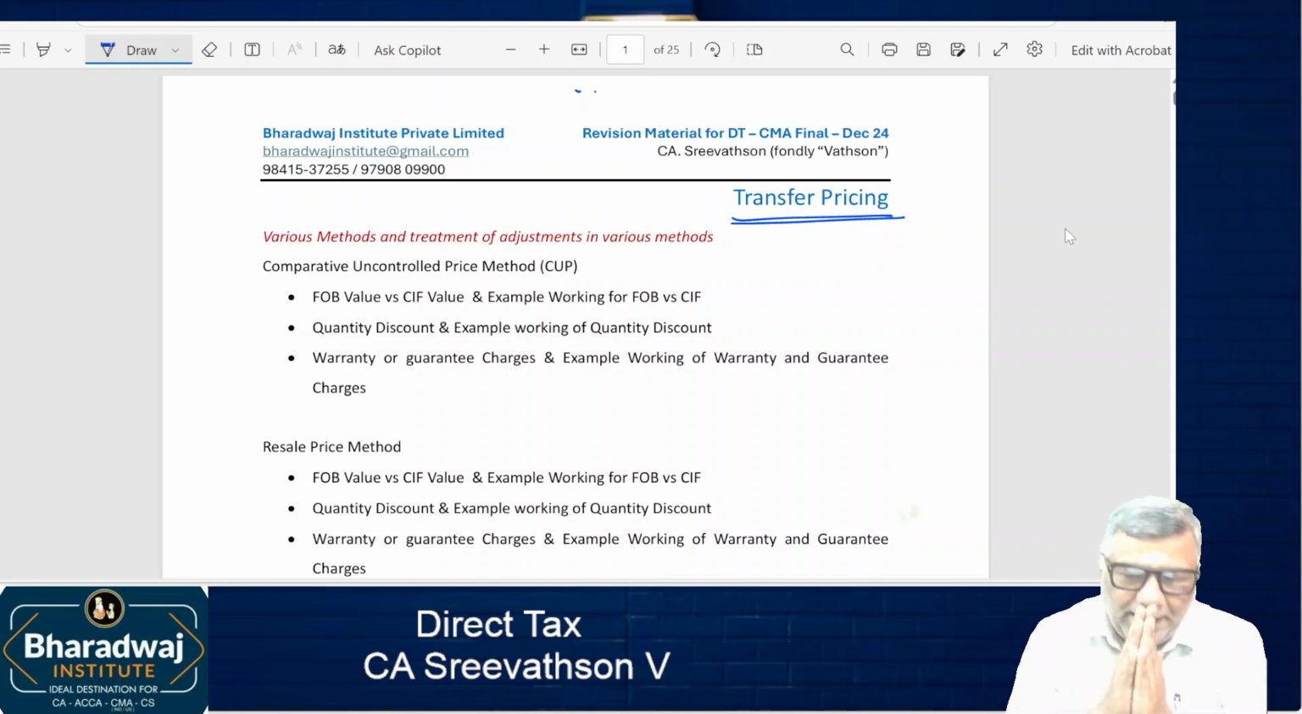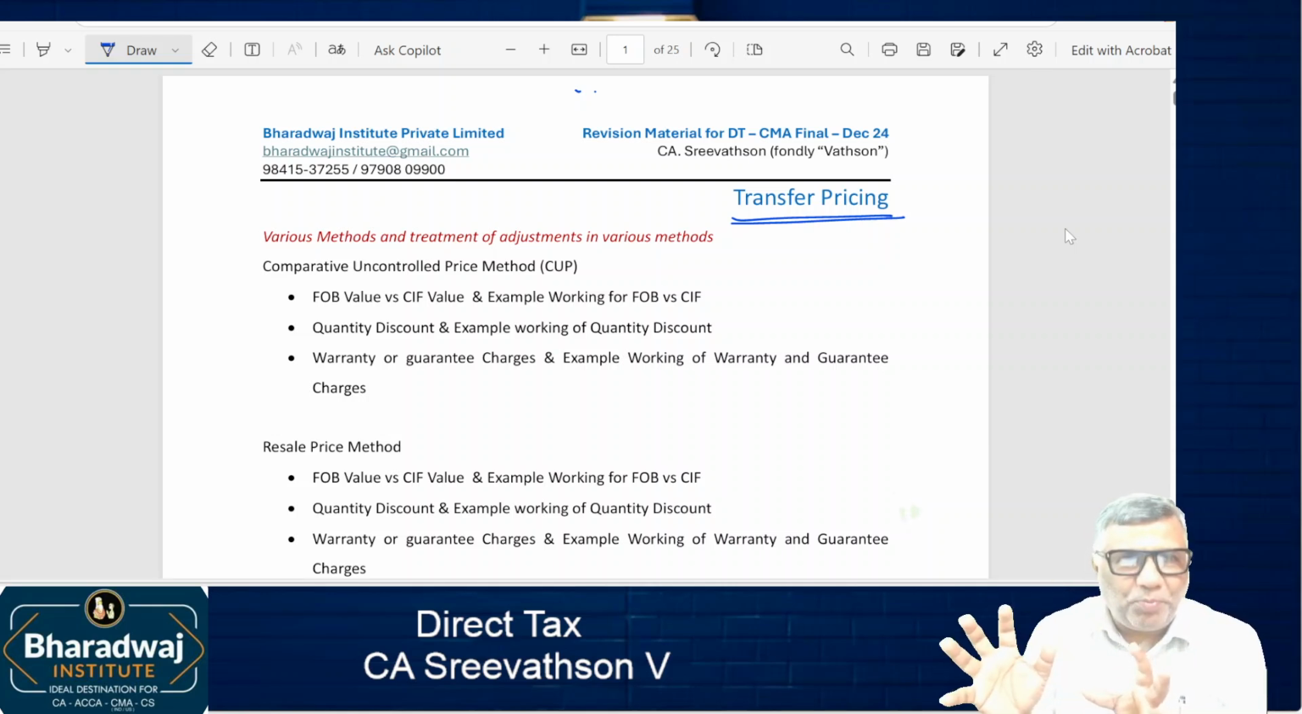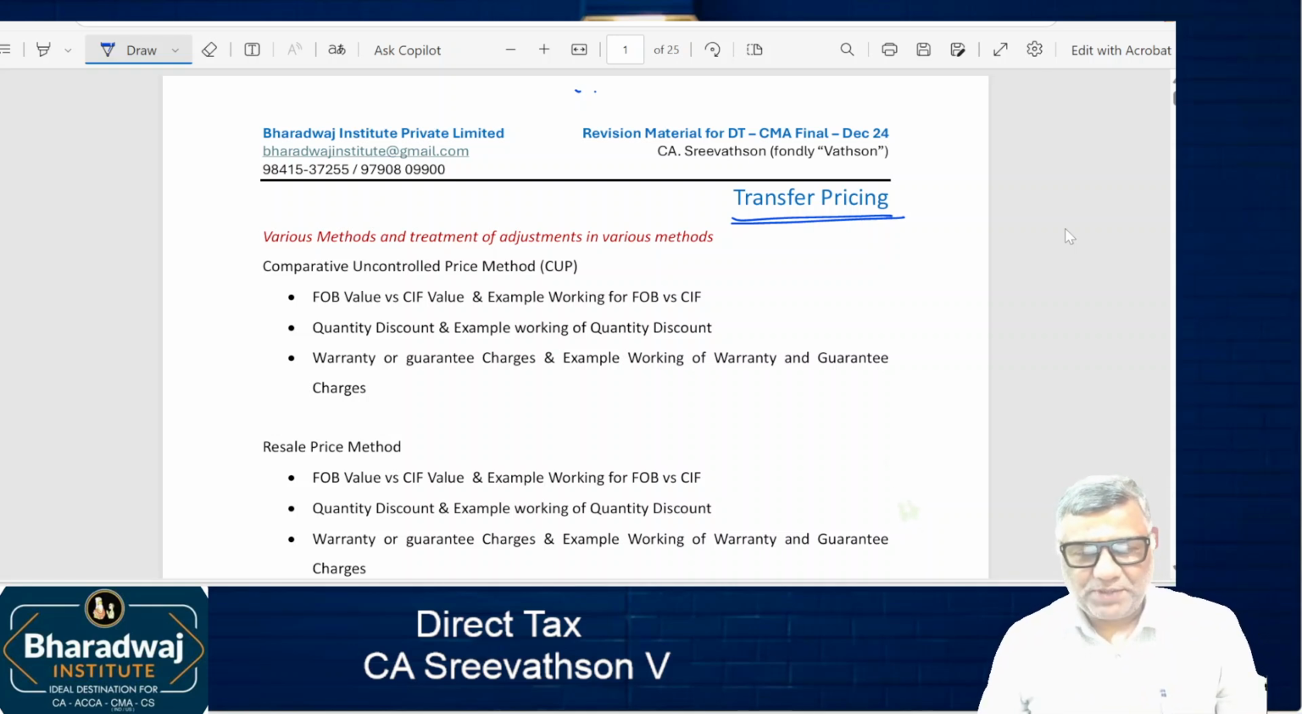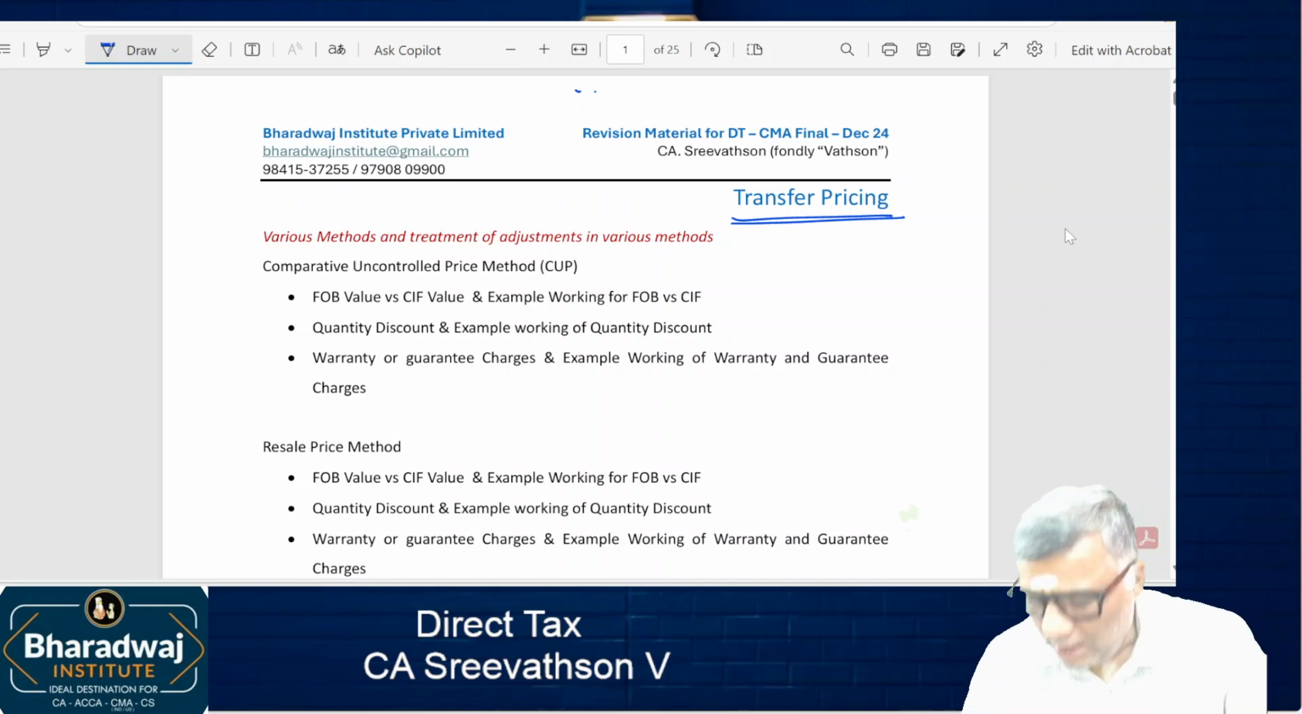I am not only looking at scoring an exemption. I am looking at clearing Group 1 with tax being the top marks, or clearing the entire paper such that if there is any shortfall in any other subject, tax should compensate. These are all my intentions.